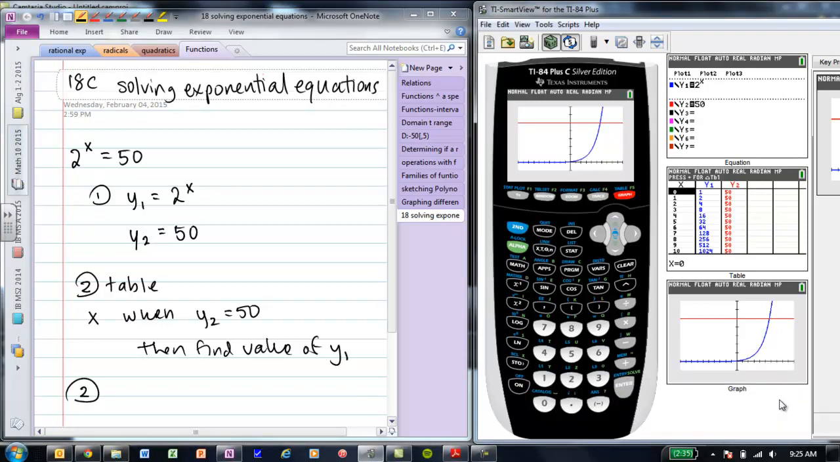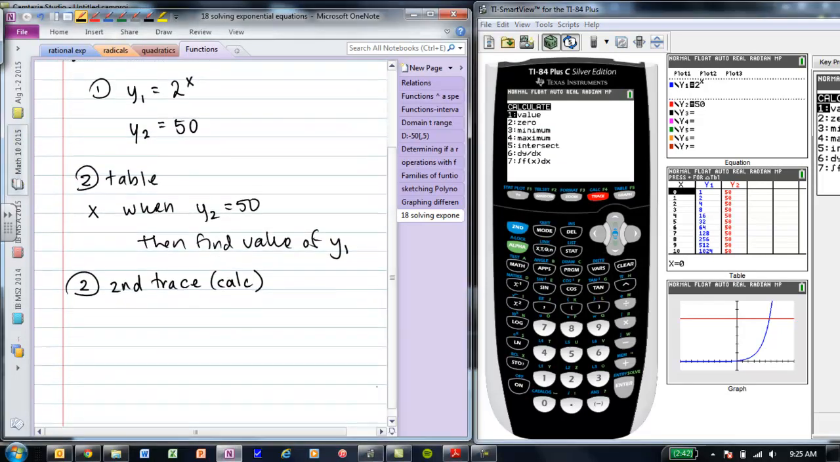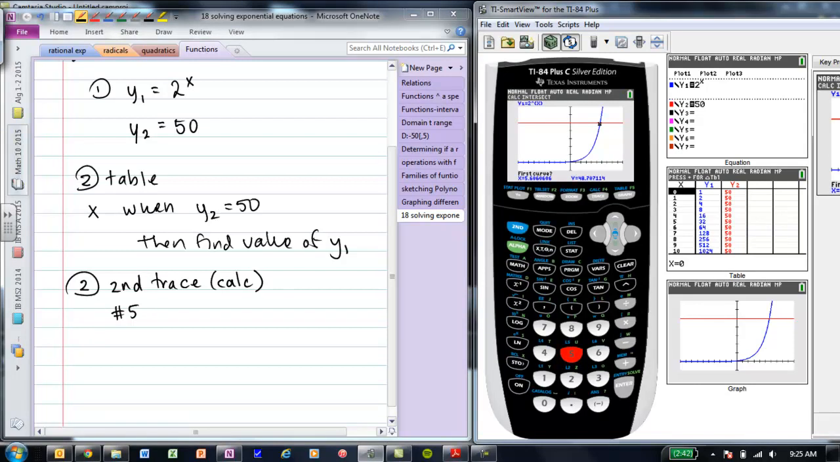I'm going to use a feature on the calculator called calc. So I use second trace, and you'll notice that written in blue is calc. I want to find the intersection, so I'm going to choose number 5 because that's the intersection. So I click on 5.